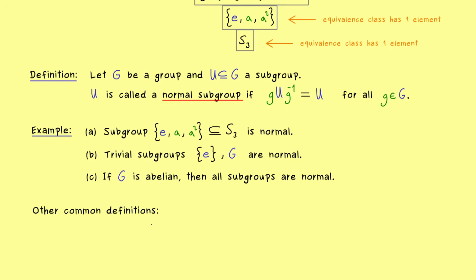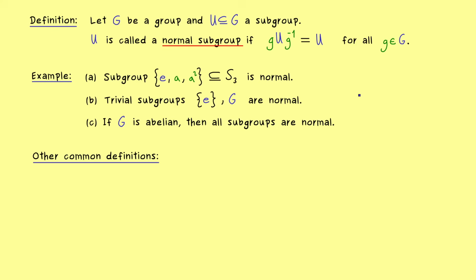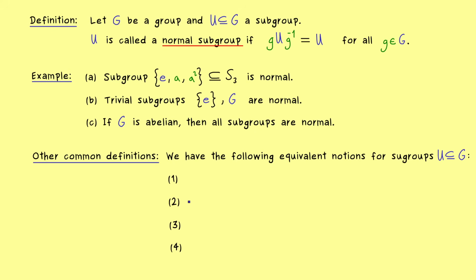And now before I show you how you can use normal subgroups in general group theory, I first want to point out that there are different definitions in different books around. The reason for that is quite simple. They are all equivalent, but the formulation looks a little bit different. So as before, we fix a group G and we take a general subgroup U. And now I give you 4 equivalent statements for having a normal subgroup.